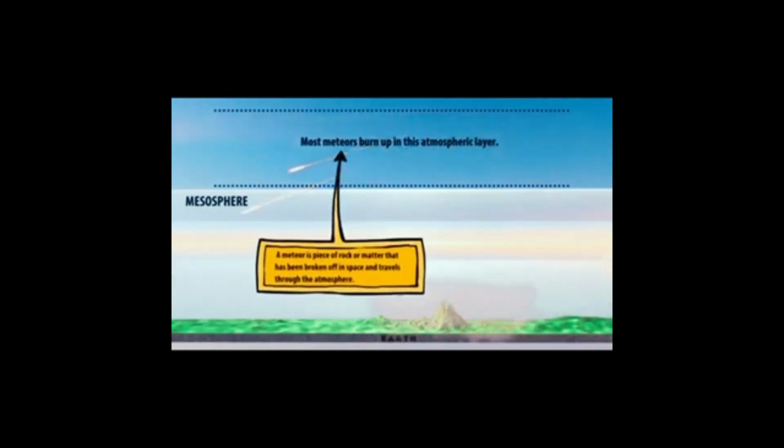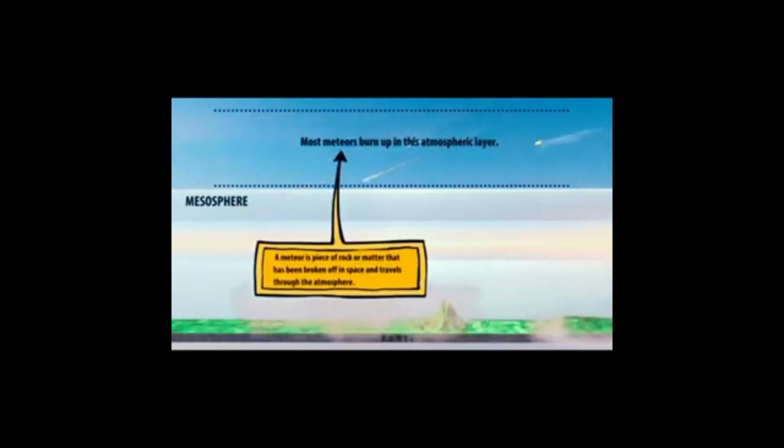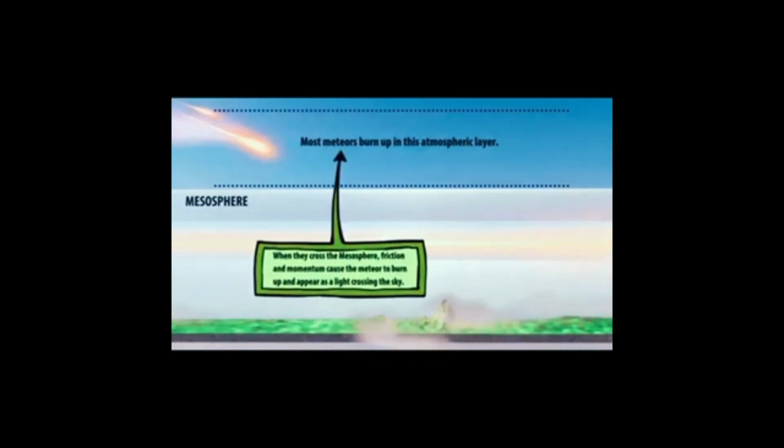Most meteors burn up in this atmospheric layer. A meteor is a piece of rock or matter that has been broken off in space and travels through the atmosphere. When they cross the mesosphere, friction and momentum cause the meteor to burn up and appear as a light crossing the sky.